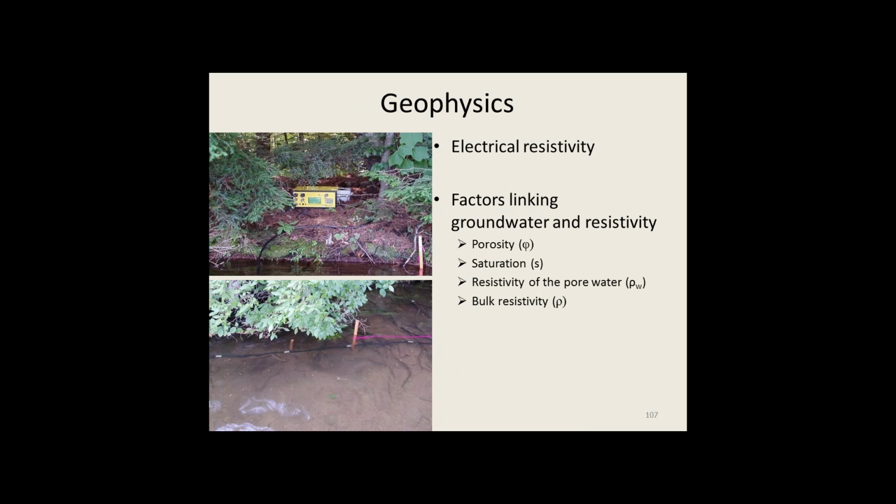And for this particular use case, the factors linking groundwater and resistivity here are porosity, saturation, and resistivity of the pore water, and that affects the bulk overall resistivity of what we get. In this case, it's under the lake, so the saturation's constant, and it's fresh water, so the resistivity of the pore water is constant. So what's affecting the overall resistivity then is changes in porosity. That's basically what's going on here.